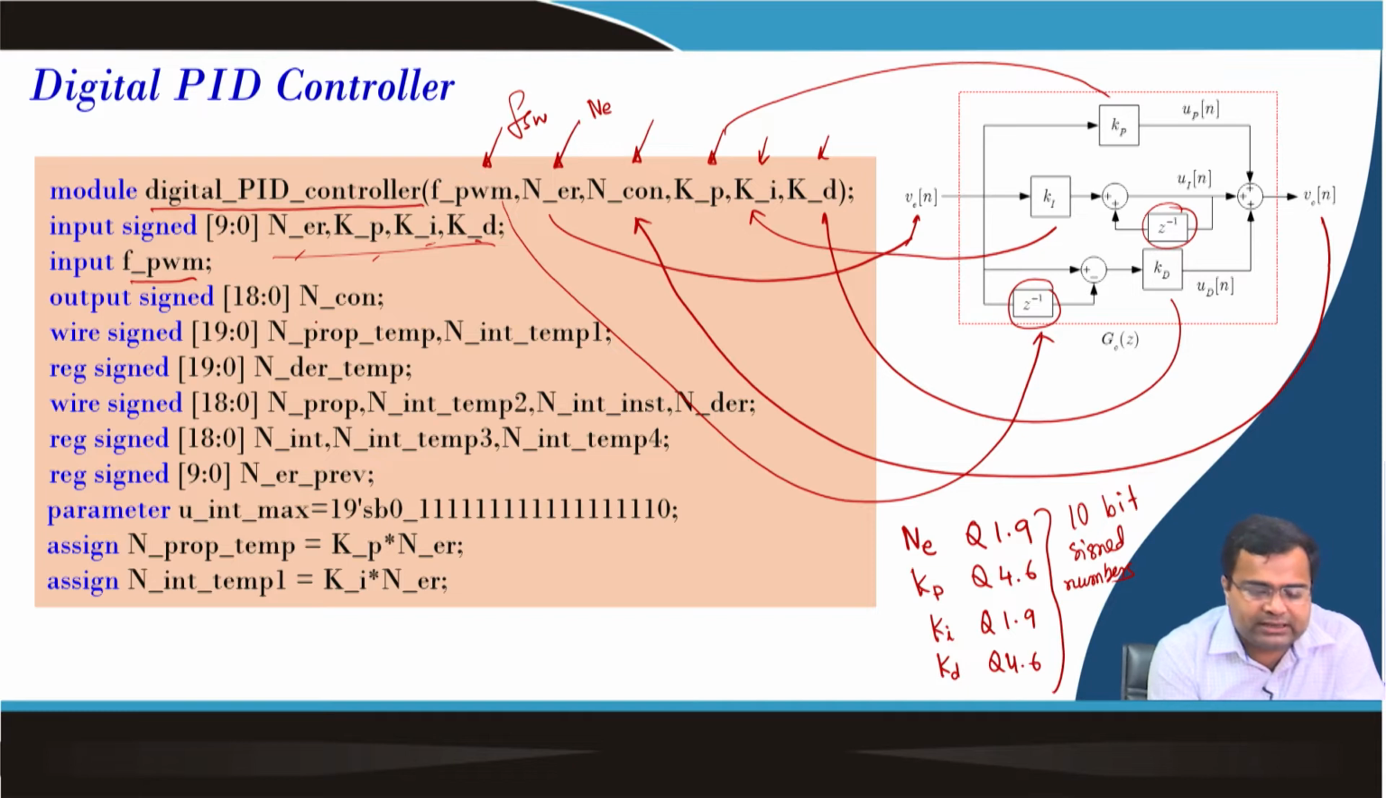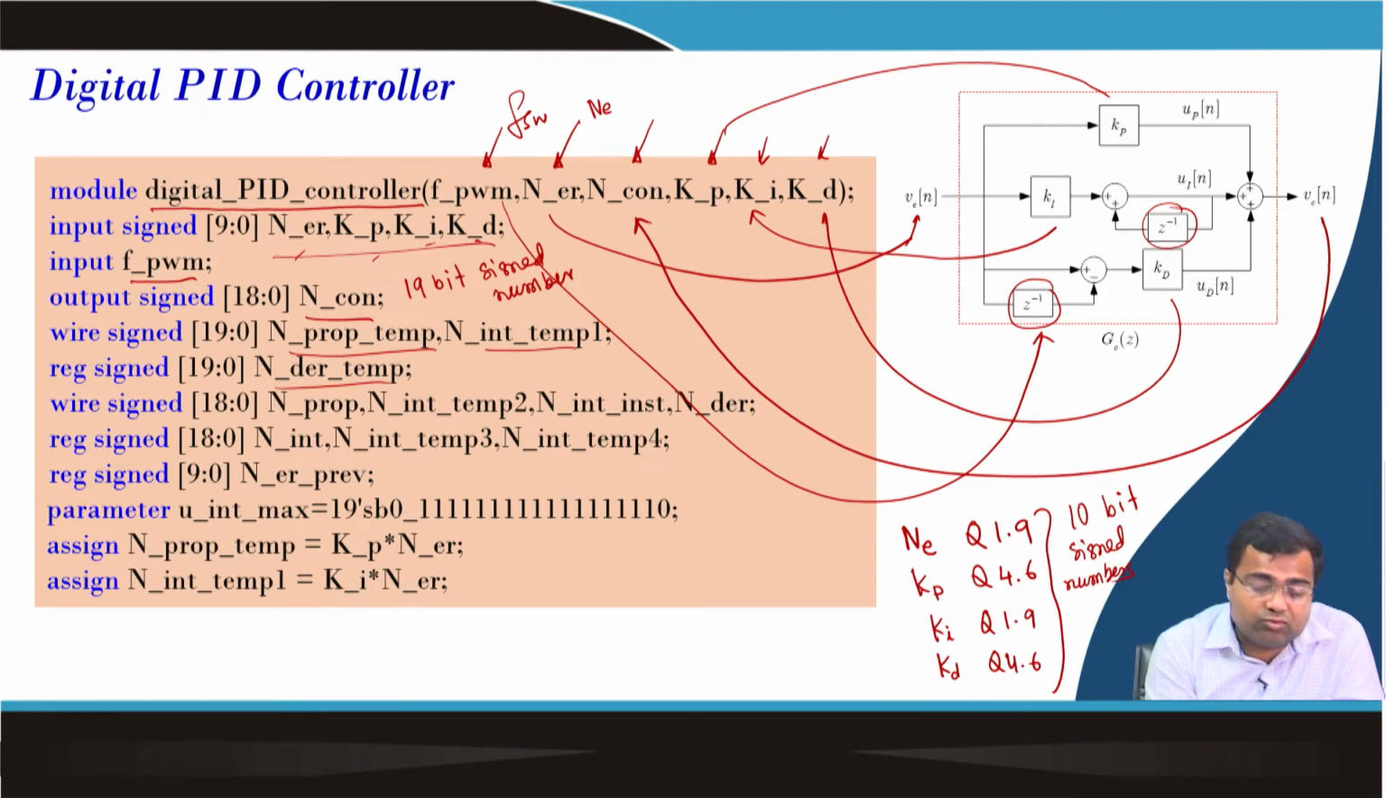Now, the output signal is the controller output, and you can see clearly it is a 19 bit number. So, it is a 19 bit signed number, but we are yet to define what the size is. So, we are internally declaring some temporary variables.